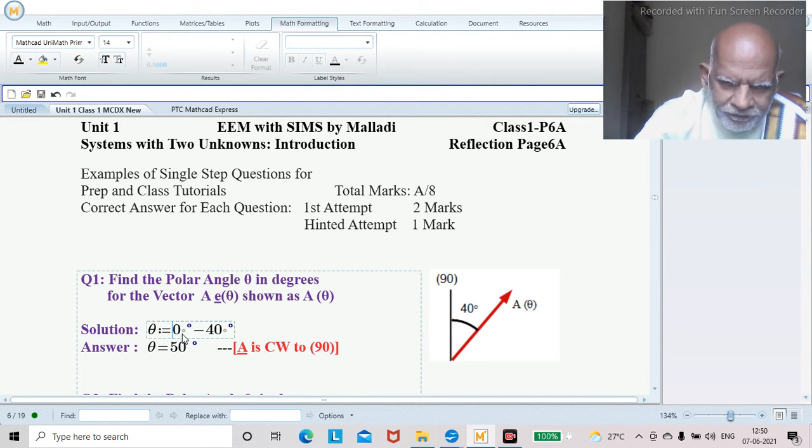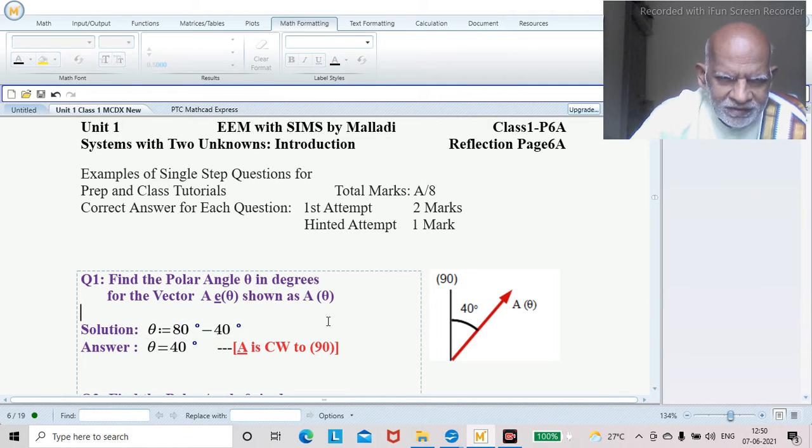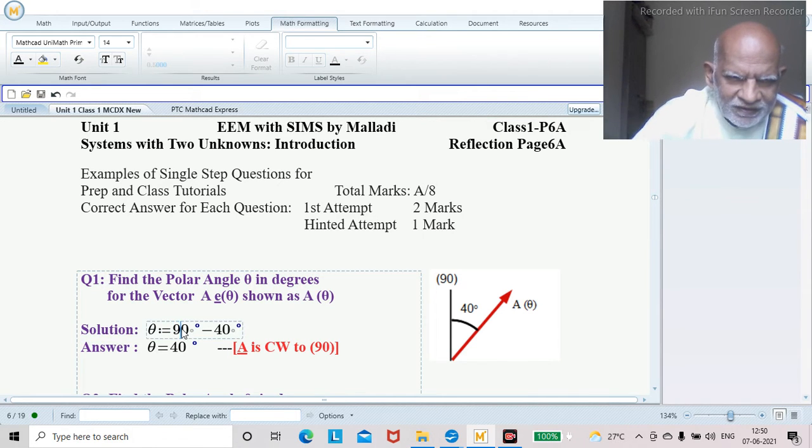Say 9, let me say 8. And come outside and click. See, it has changed. So I can make it again back to 9. So this is the interaction.